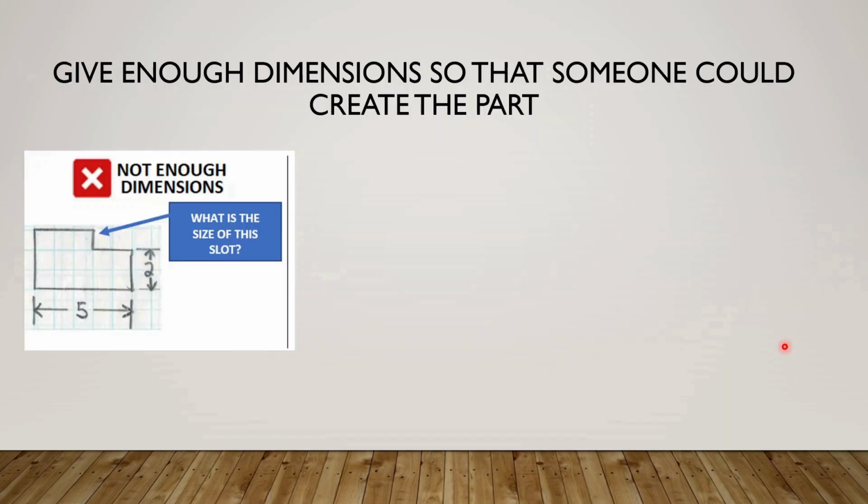Now, your last rule with dimensioning: give enough dimensions so that someone could create the part. And this we've been hammering home this whole time. So if I were to dimension this shape over here, we don't actually have enough dimensions to create this because we're not quite sure how far down this slot is and what's the distance of this part here. We're not quite sure.